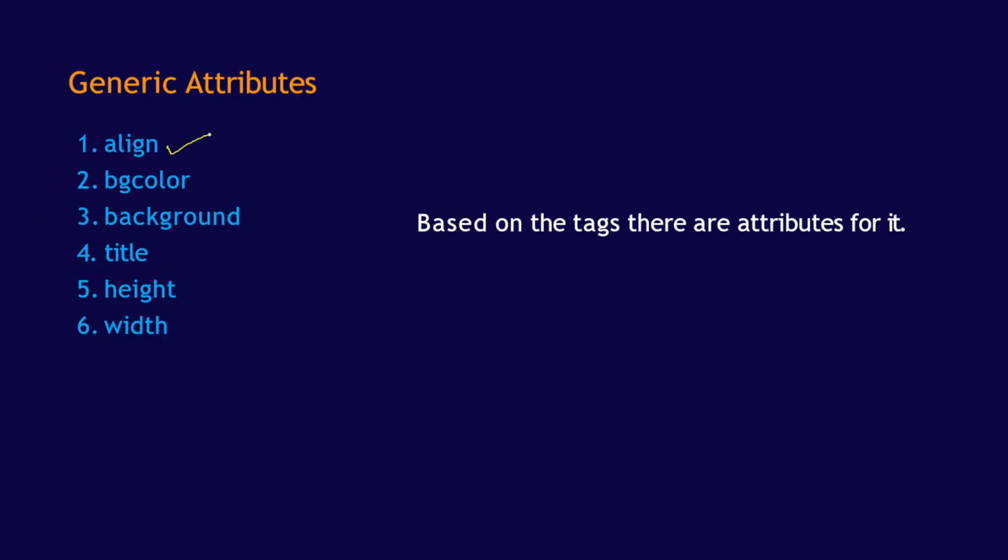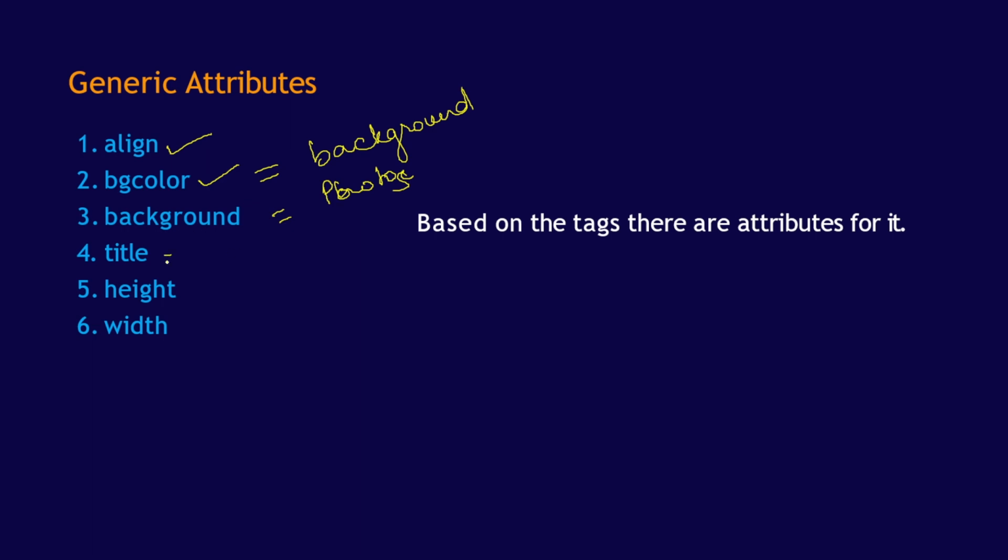Generic attributes, what is align? BG color means the background color. You can set a certain background color. Background means you can set certain photos or background images for your page.